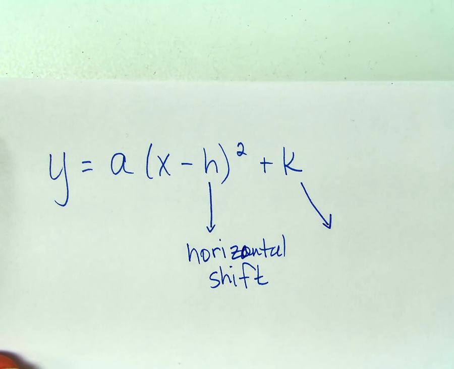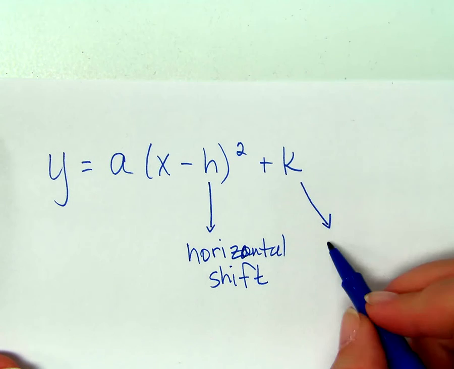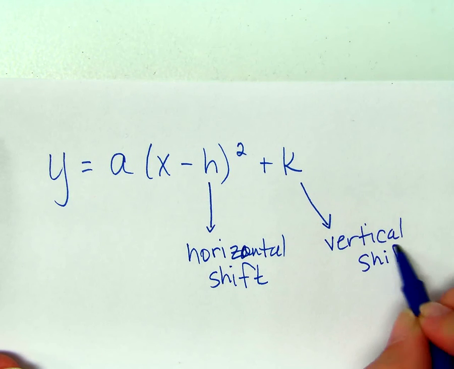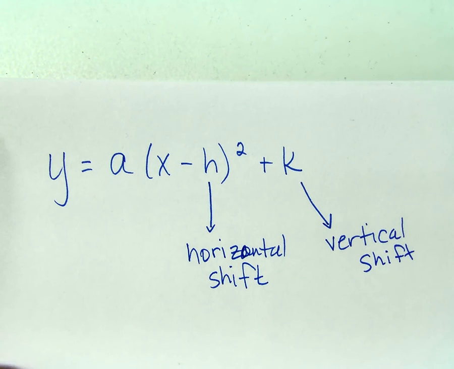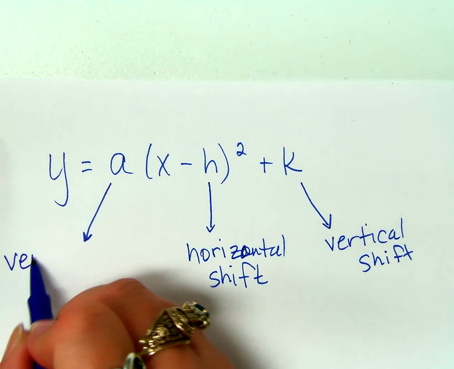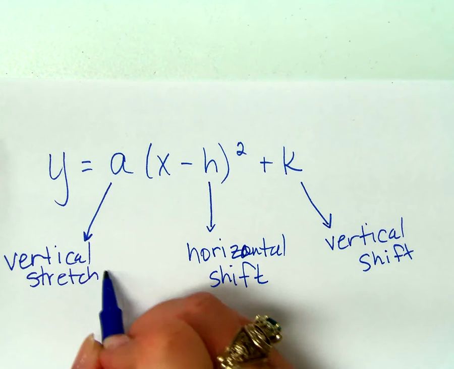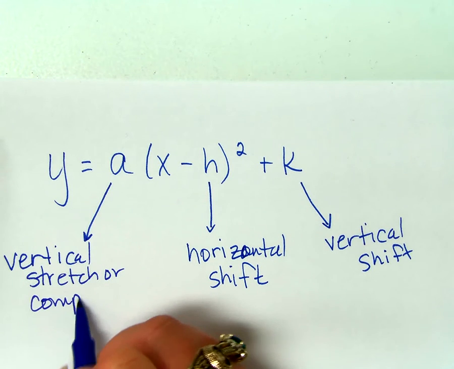What about the K? What does that change? Vertical shift. What else do you know? We have an A. What about the A? It's going to be a vertical stretch or compression.